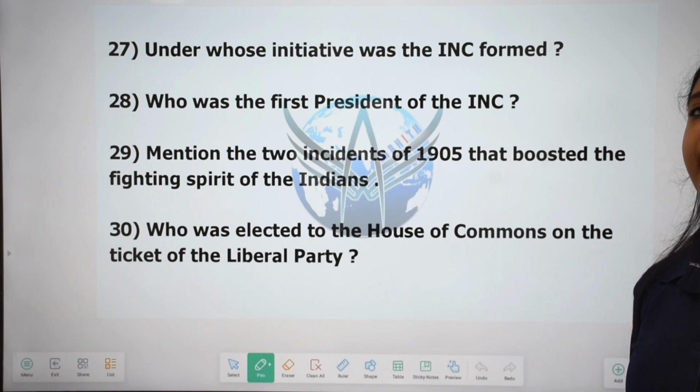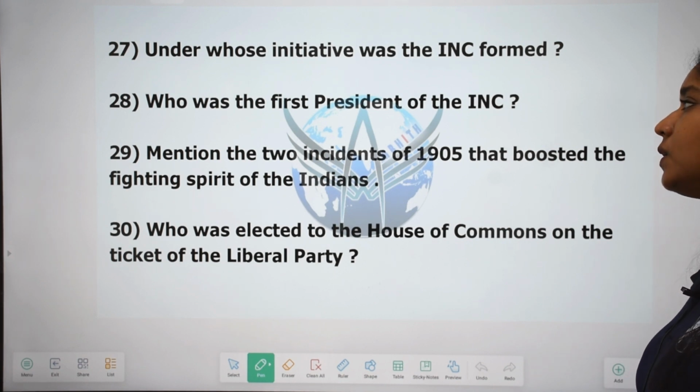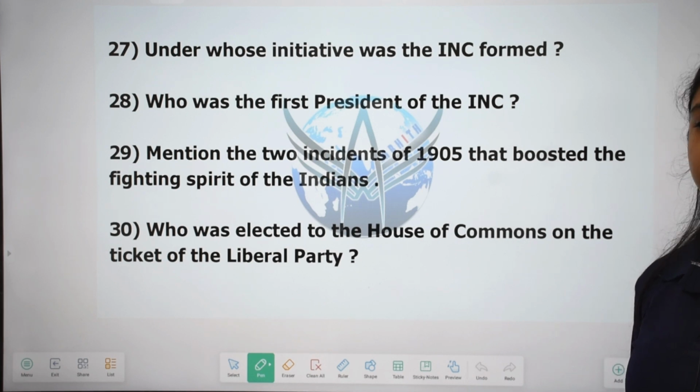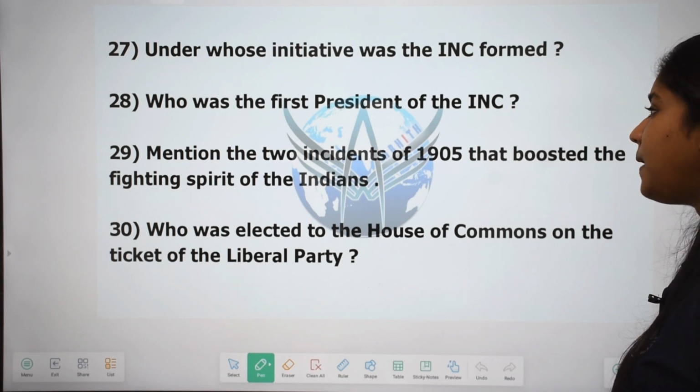Next, under whose initiative was the Indian National Congress formed? A.O. Hume, Allan Octavian Hume. Who was the first president of the Indian National Congress? Who was it? Umesh Chandra Banerjee. Umesh Chandra Banerjee, he was a barrister. All right, Umesh Chandra Banerjee.